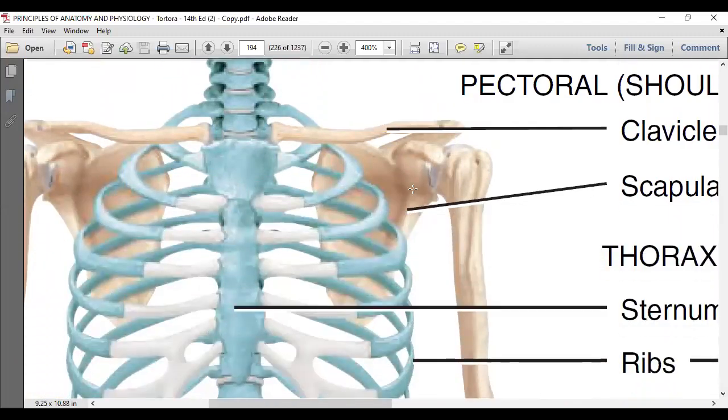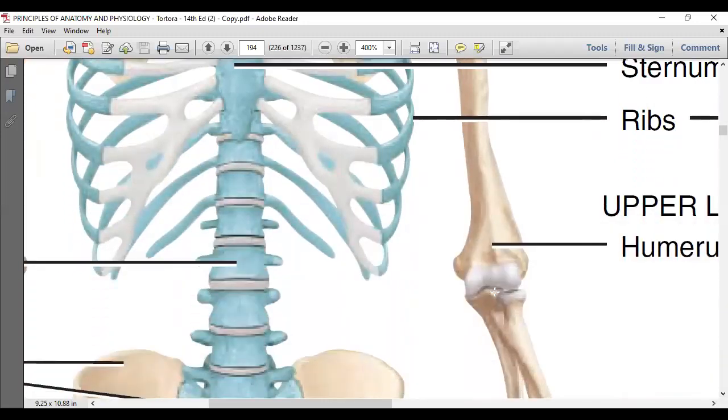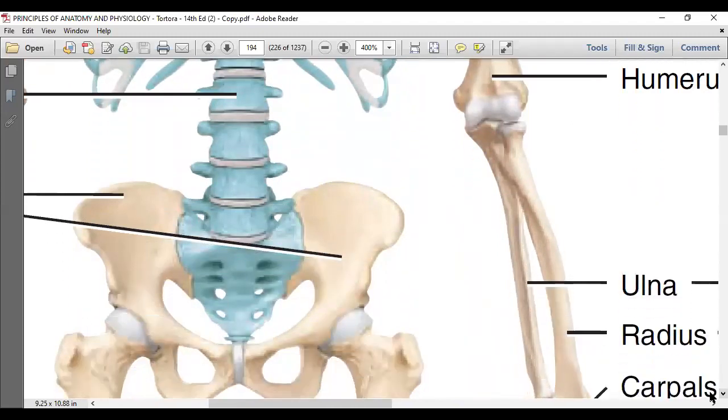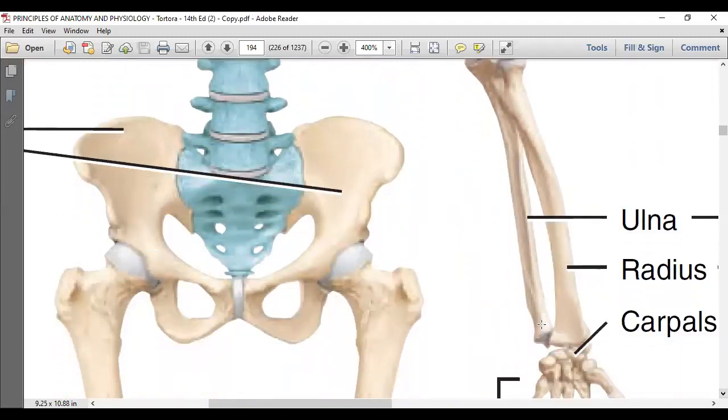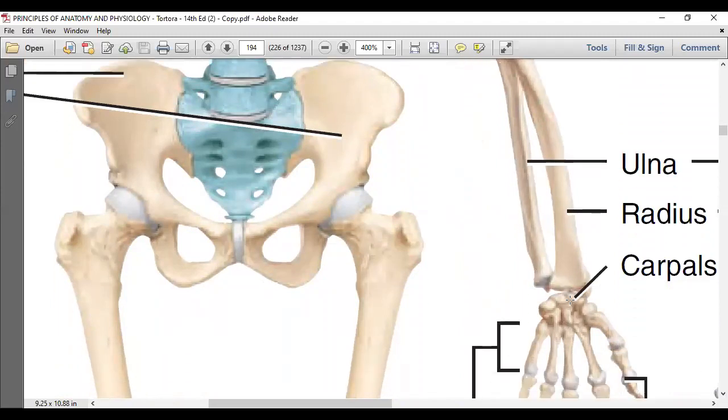The glenoid cavity of the pectoral girdle and the head of the humerus have a ball and socket joint. Next, between the humerus and radius-ulna, what kind of joint will you find? Hinge joint. This is the radius and ulna, you can see the two bones. Then the carpals. What kind of joint will you find in the carpals? The intercarpal joints are gliding joints.